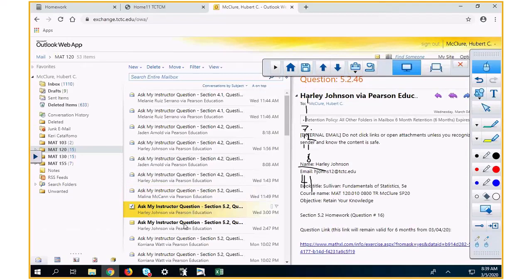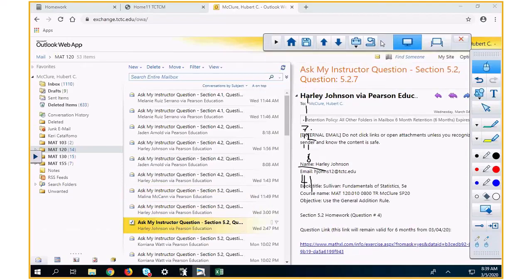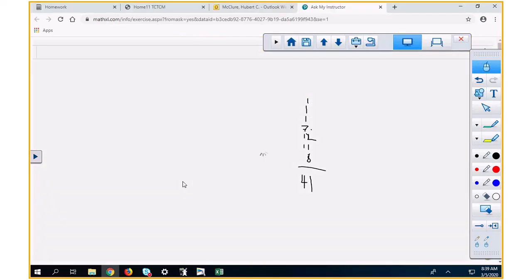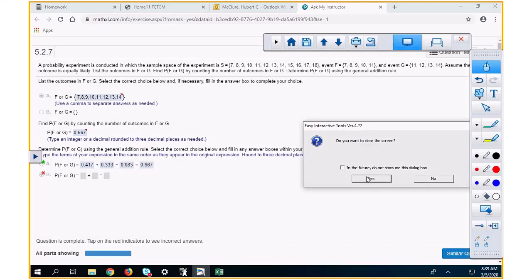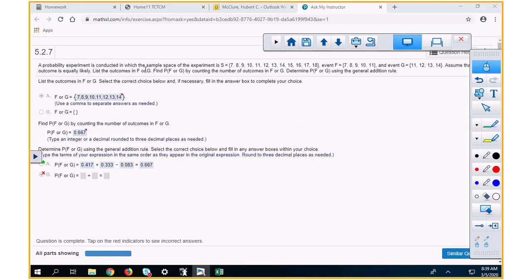5.2 is 46, that's repetitive. And 5.27. List the possible outcomes of F or G. F or G would be 7, 8, 9, 10, 11, 12, 13, 14.